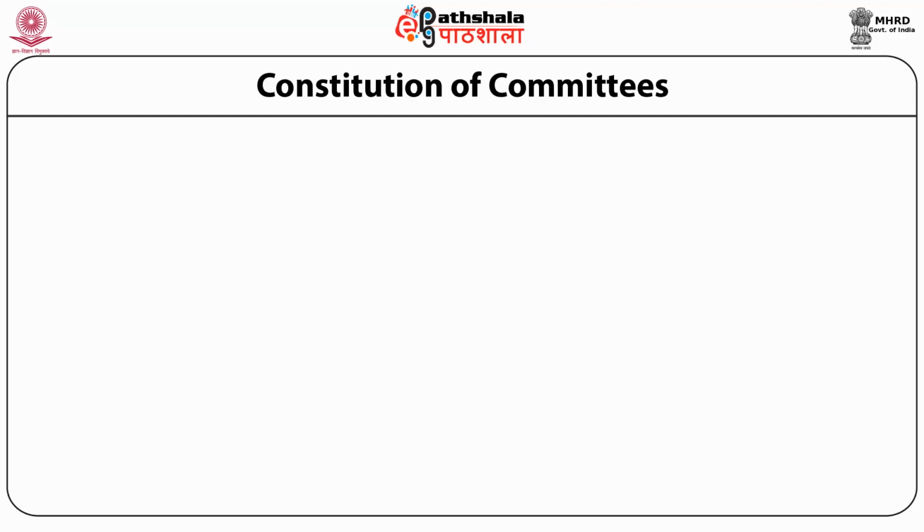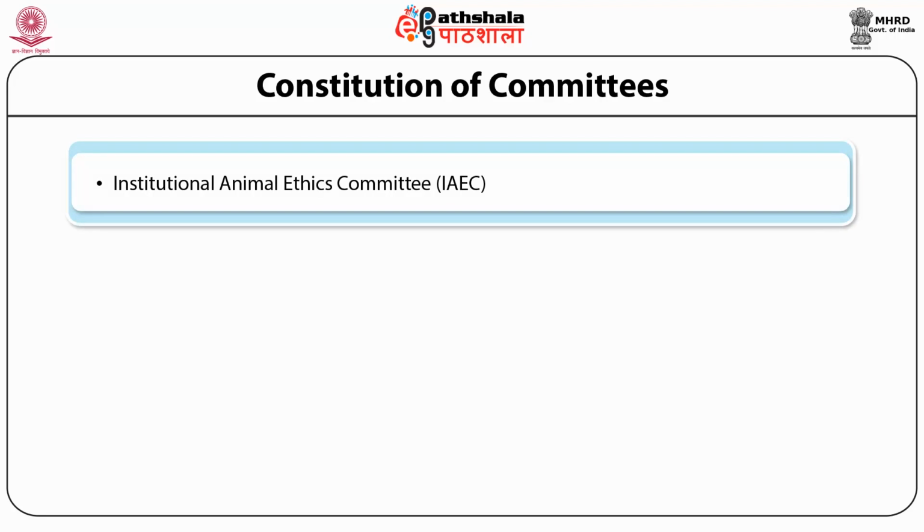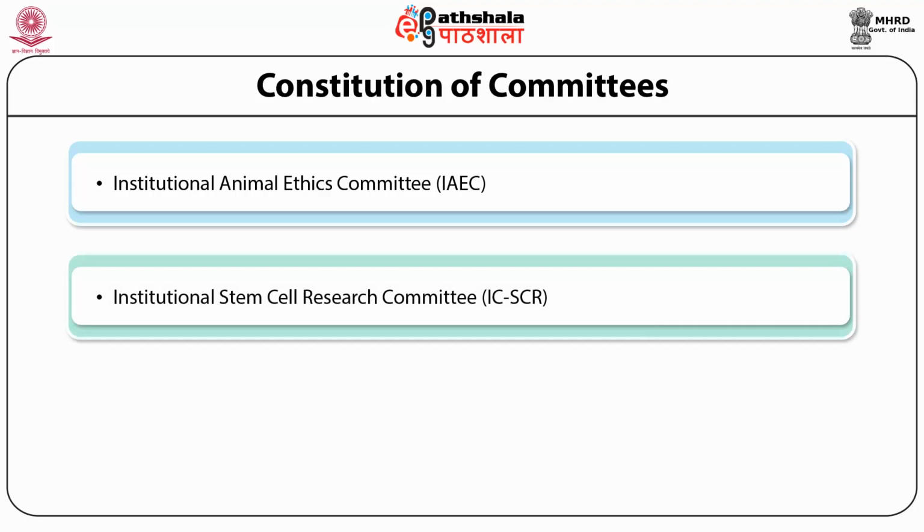These guidelines also stress that there should be institutional committees for the conduct of all research. If animal research is going on, then the proposal should come to the institutional animal ethics committee. And if stem cell research is going on in the institute, the institutional stem cell research committee should be constituted. All those committees should be constituted in the institution where the research is going to happen.